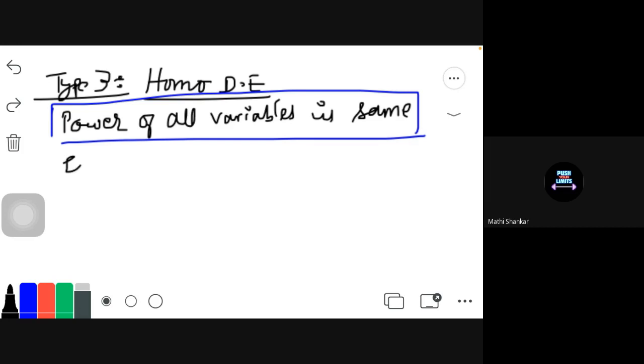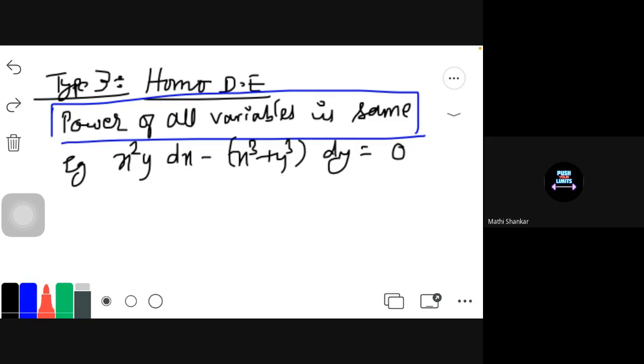See, for example, I have x square y dx minus x cube plus y cube dy equals to 0. So see here also 2 plus 1, so power will be 3. Here also power is 3. Here also power is 3. So if power of each and every term is same, then the given equation will be called as a homogeneous equation.